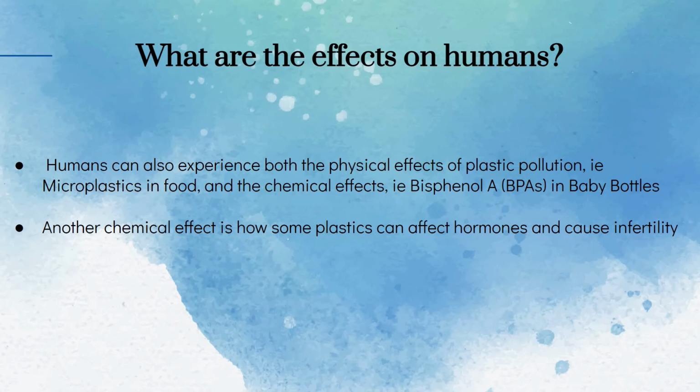What are the effects of plastic pollution on us, humans? We are another type of animal, aren't we? So we are affected in some similar ways. According to Plastic Pollution, Why Is It a Public Health Problem by Andrew Daltrey, humans can also experience both the physical effects of plastic pollution, for example, with microplastics in our food, and the chemical effects of it, such as from bisphenol A, or BPA, that was found in many baby bottles earlier in the century. A particular concern about the chemical effects of plastics is how some plastics can mimic oestrogen, which is a hormone and can result in causing humans infertility.